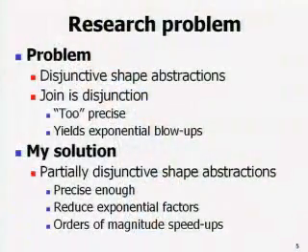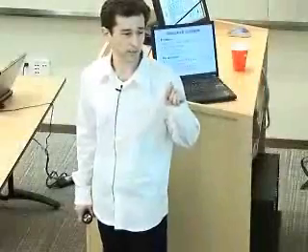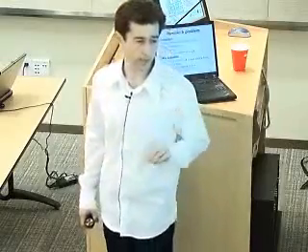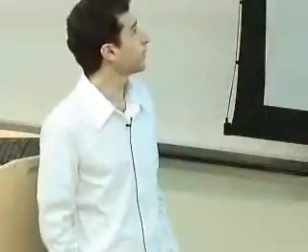My take on this is that I'm going to define a different class of shape abstractions that are partially disjunctive, and I'm going to design them in such a way that they are precise enough for the class of programs and properties that I'm interested in proving. I'm also going to aim them specifically at reducing different kinds of exponential factors, and you'll see some examples later. The benefit that I get is orders of magnitude of speedup.